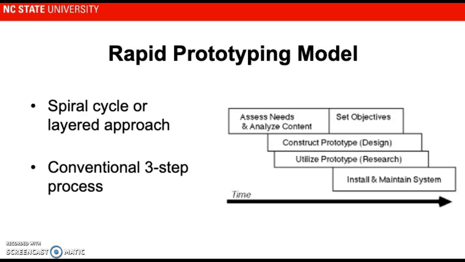The overlapping boxes in the figure on the right of your screen are meant to represent the fact that the various processes do not occur in a linear fashion. In other words, the analysis of needs and content depends in part upon the knowledge that is gained by actually building and using a prototype instructional system. This model is a conventional 3-step process of creating an effective prototype.